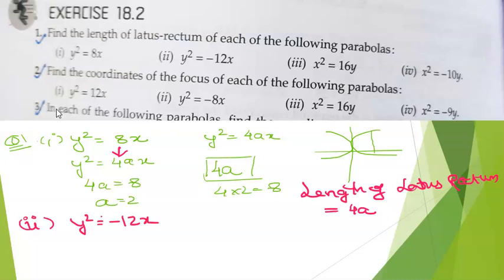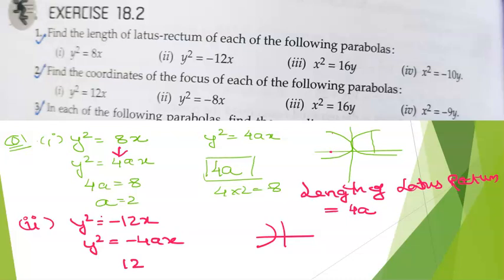Second part says y square is equal to minus 12x. This is a left hand parabola because the coefficient of x is negative. So we compare this with y square is equal to minus 4ax, that is the left hand parabola. Minus 4a is equal to minus 12, so 4a is equal to 12. So length of latus rectum is 12 in this case. I hope it is clear, students.